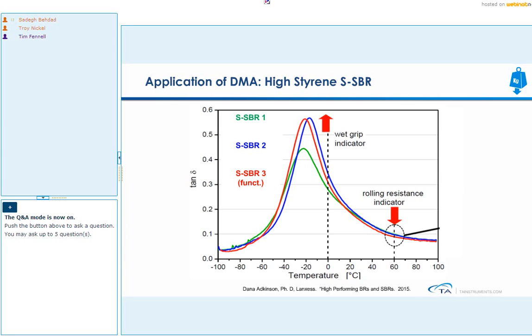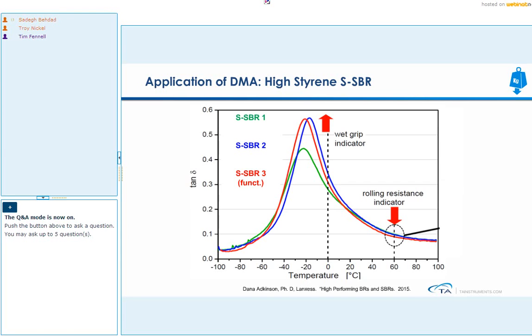So the literature on DMA testing shows that increasing tan delta at 0 C is going to improve your wet traction. So that helps you not skid on the road. Conversely, lowering tan delta at 60 C is going to give you improved rolling resistance. So you're reducing friction and improving your MPG. But most of the time, it's a trade-off.